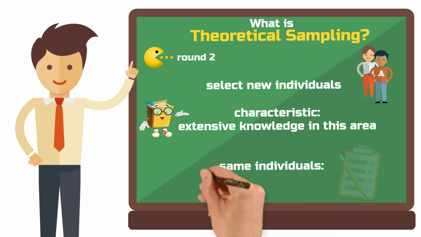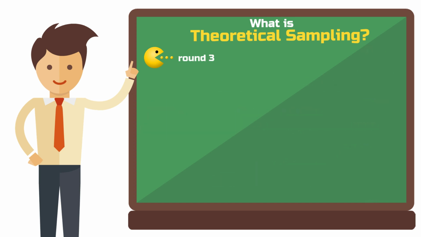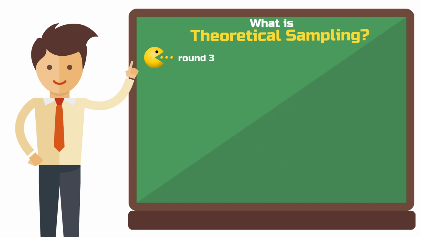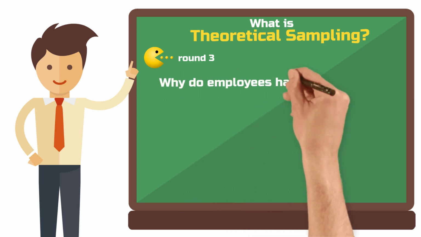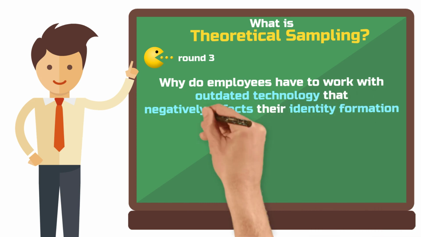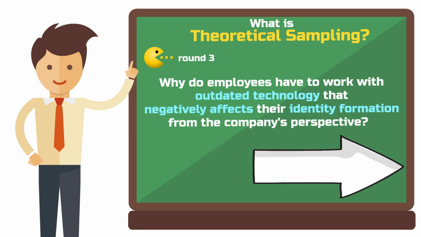You could also interview the same individuals again, but this time ask targeted questions about the specific theoretical connection you want to better understand. After this round, your mini-theory may already be taking shape, but there's still something you don't know. For example, why must employees work with technology that is outdated and, from the company's perspective, actually has a negative impact on their identity formation? To find the answer, there's no way around speaking with decision makers. To complete your theory, you finally interview employees in management positions.